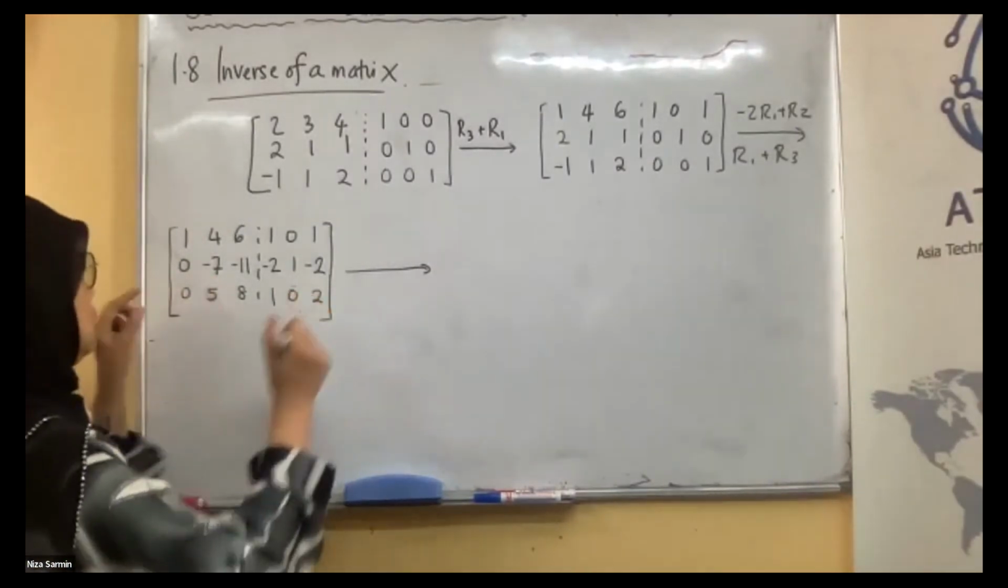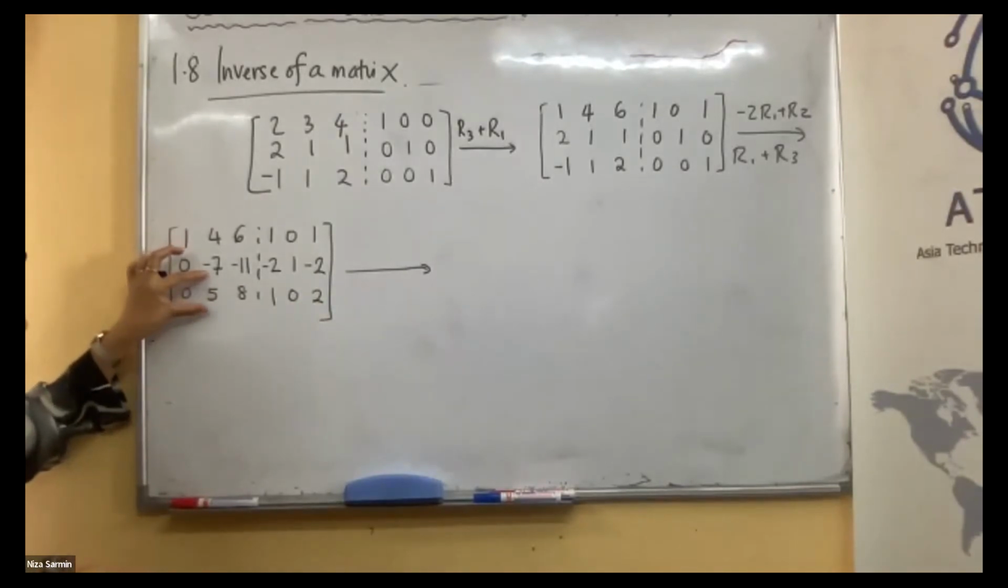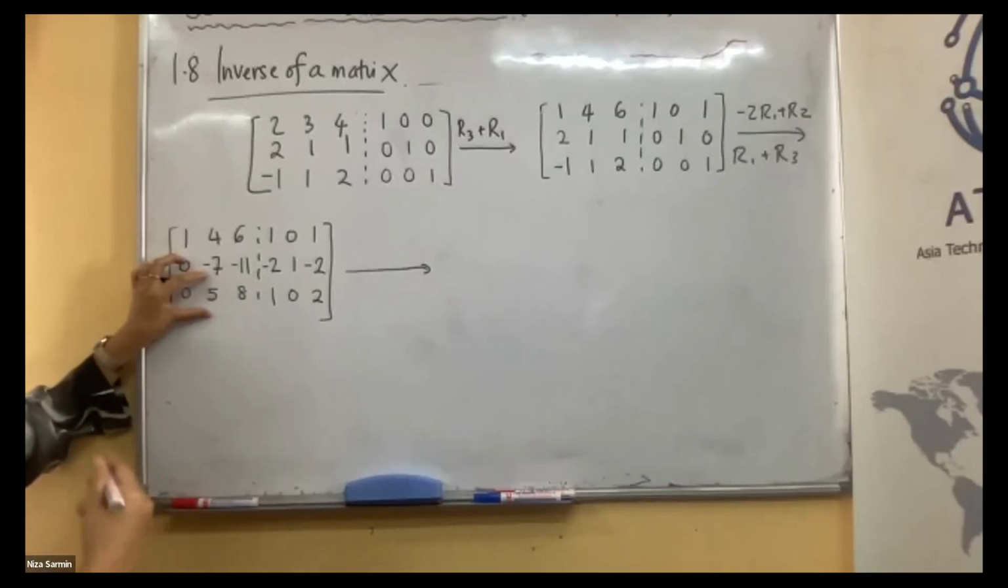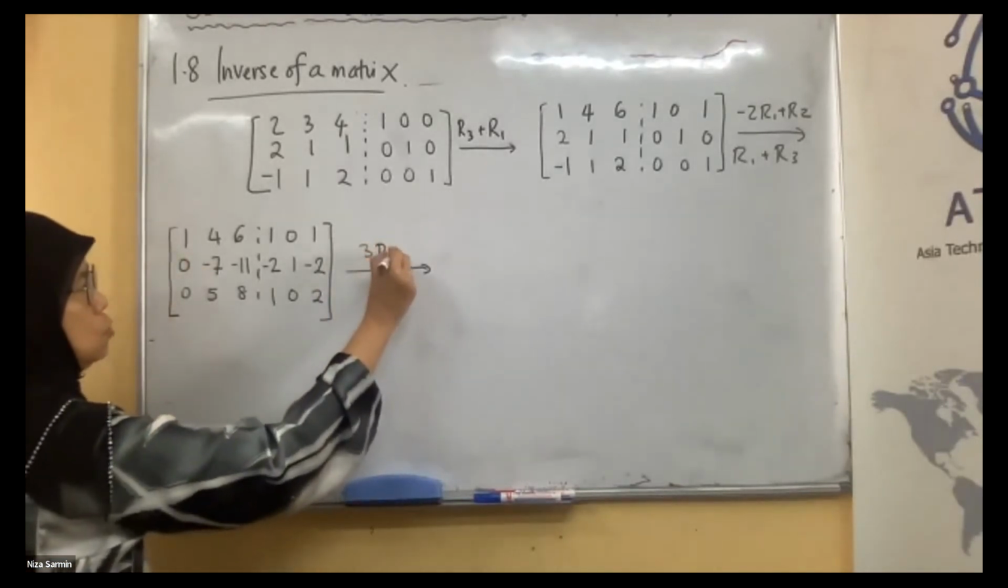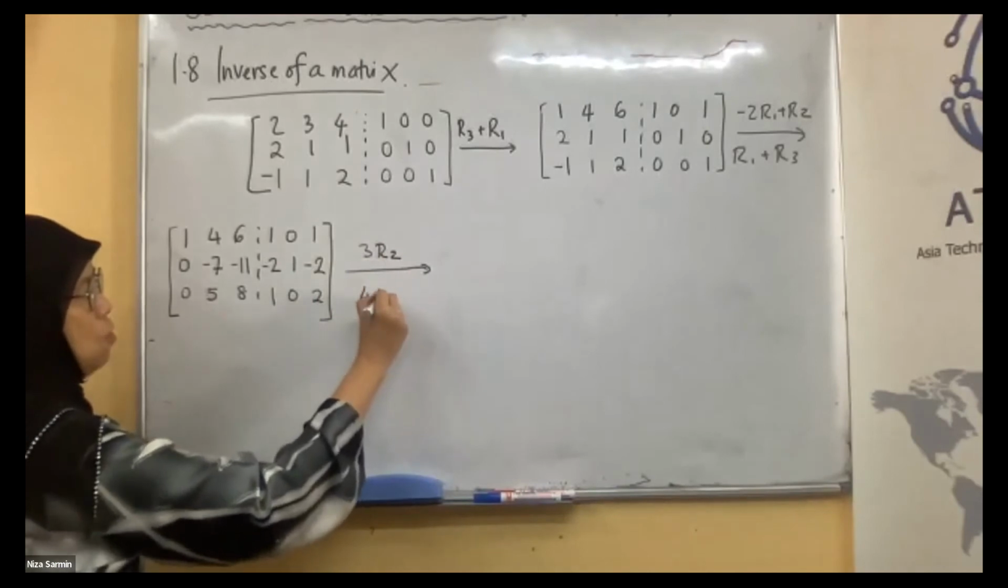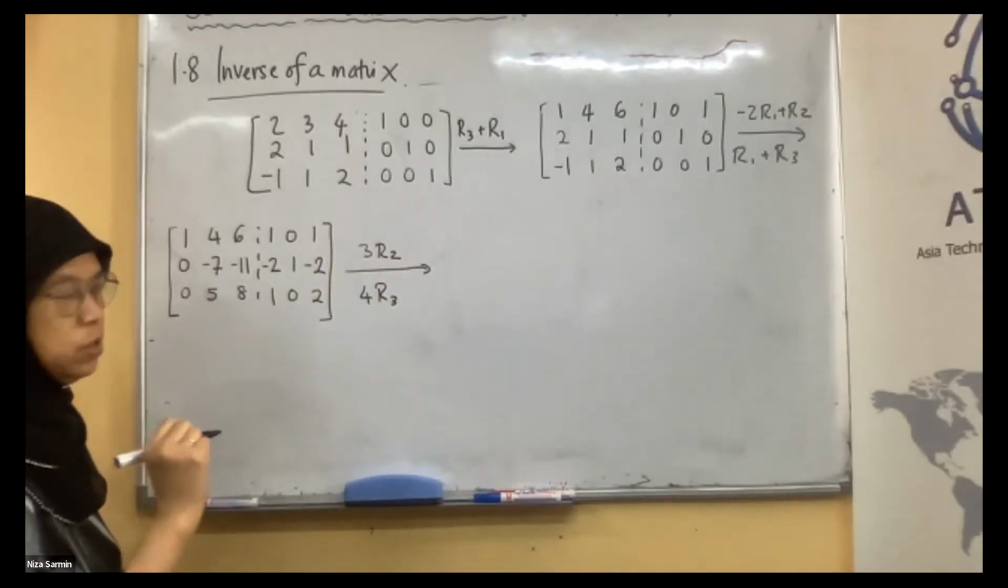I'll do this first. If you multiply this by 3, then you multiply this by 4, you get 21 and then 20. So the difference is 1, as long as the difference is 1. If you multiply larger, you don't get the difference 1. So what I will do is 3 row 2 and 4 row 3.